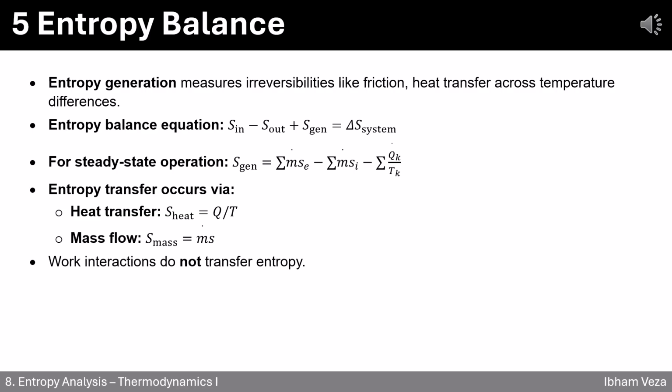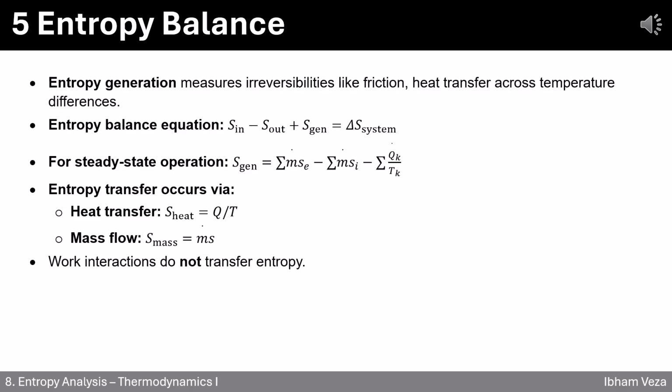5. Entropy balance. Now we shift our focus to entropy balance, which helps us measure how much disorder or inefficiency is happening inside a system. Entropy generation is like a red flag. It shows us where irreversibilities happen, like friction or heat transfer across temperature differences.